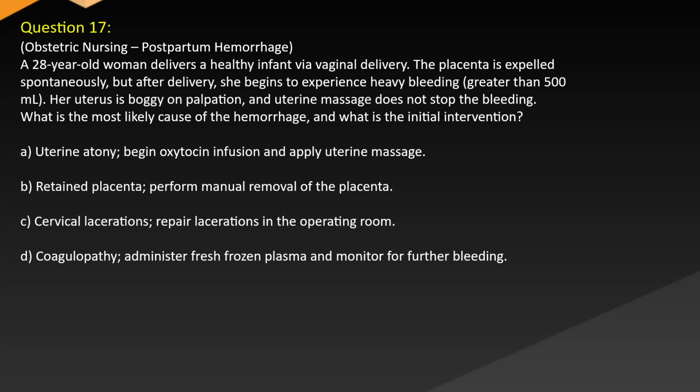Question 17. Obstetric nursing. Postpartum hemorrhage. A 28-year-old woman delivers a healthy infant via vaginal delivery. The placenta is expelled spontaneously, but after delivery she begins to experience heavy bleeding greater than 500 ml. Her uterus is boggy on palpation and uterine massage does not stop the bleeding. What is the most likely cause of the hemorrhage and what is the initial intervention?